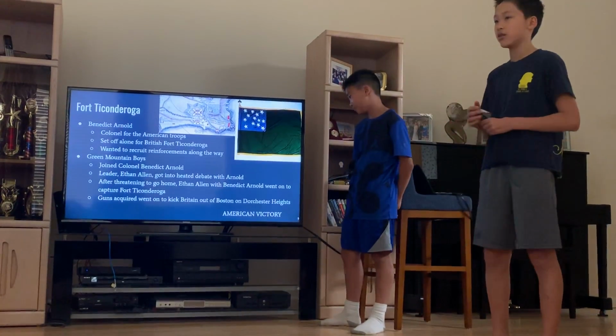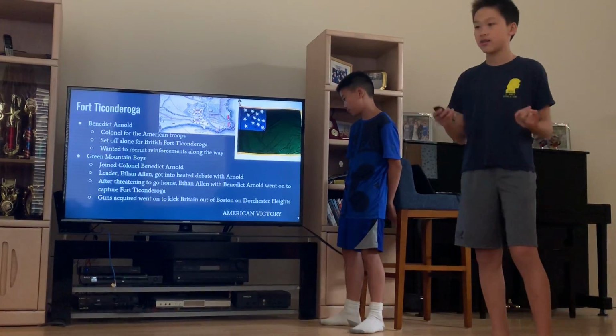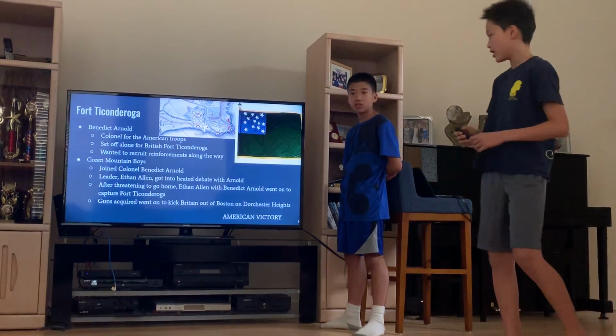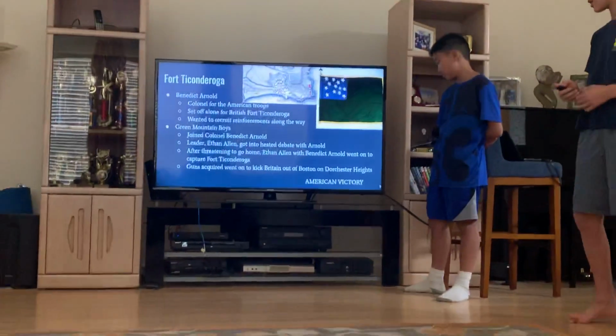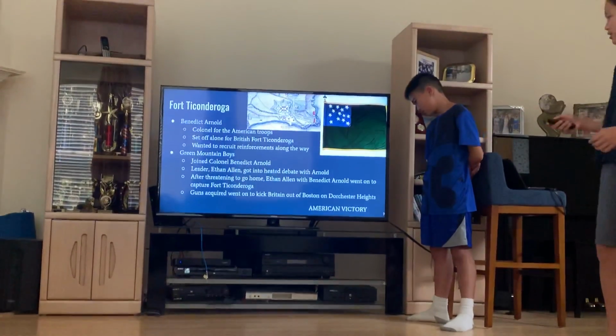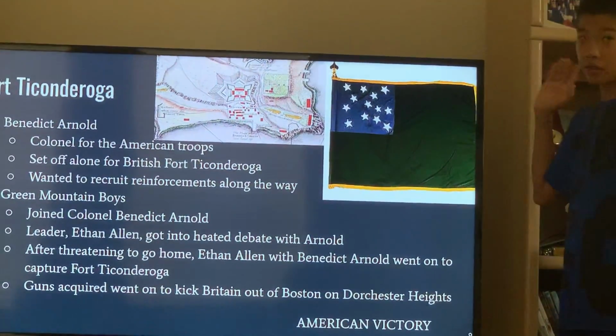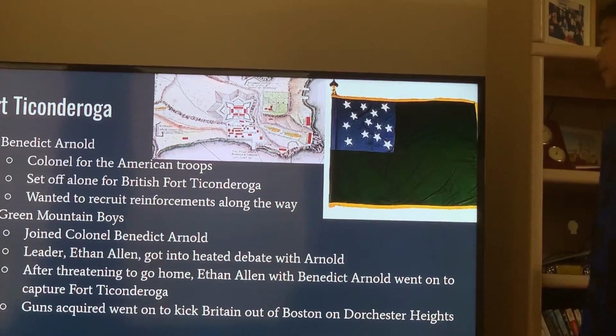And after threatening to go home, Ethan Allen went with Benedict Arnold to go capture the fort with all its huge guns. And the guns acquired went to kick Britain out of Boston on Dorchester Heights. And it was an astounding American victory. And this is the Green Mountain Boys flag.